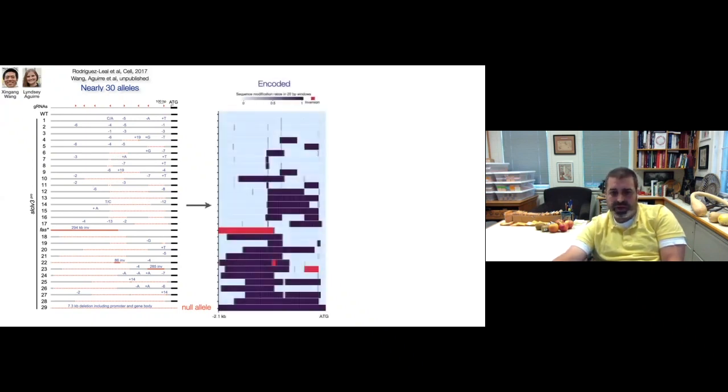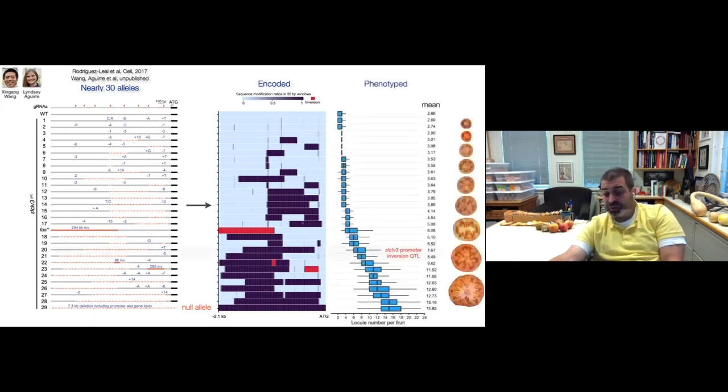So what we've been doing now is encoding them in 20 base pair bins where you can see that the deeper purple reflects a greater perturbation, in this case, deletion in purple or inversion in red of each 20 base pair bin. And the reason I'm showing you these alleles is that, in fact, this worked beautifully in the sense of being able to not only mimic the domestication natural inversion of this gene clavata3, but also to create a complete continuum of quantitative variation for locule number.